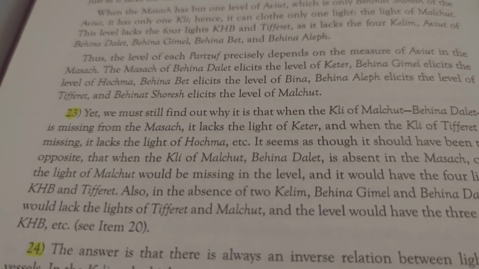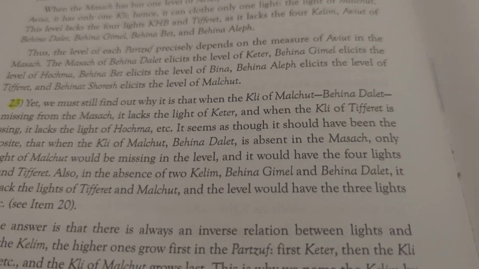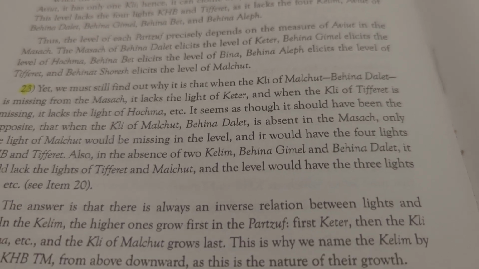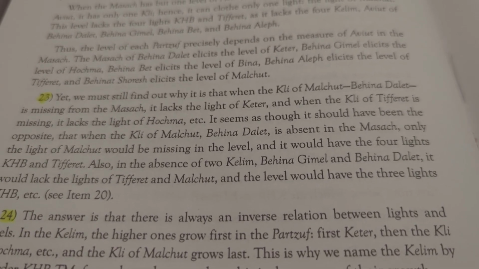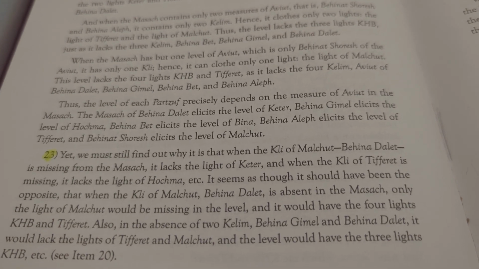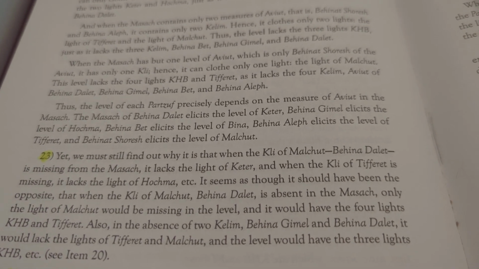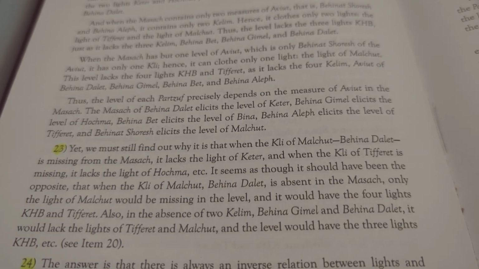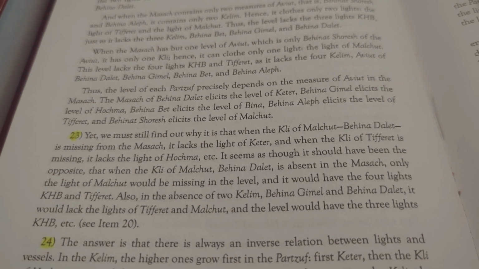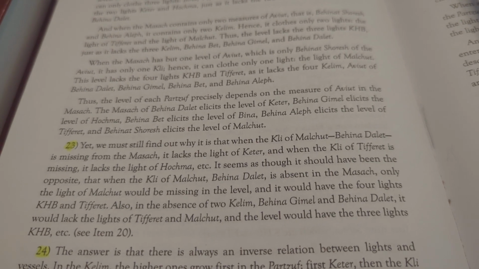And so in item 23 it says, Yet we must still find out why it is that when the Kli of Malchut, Behina Dalet, is missing from the Masach, it lacks the light of Keter. And when the Kli of Tifferet is missing, it lacks the light of Hochma, etc. It seems though it should have been the opposite, that when the Kli of Malchut, Behina Dalet, is absent in the Masach, only the light of Malchut would be missing in the level, and it would have four lights, Keter, Hochma, Bina, and Tifferet. And also in the absence of two Kelim, Behina Gimel and Behina Dalet, it would lack the lights of Tifferet and Malchut, and the level would have the three lights Keter, Hochma, Bina.